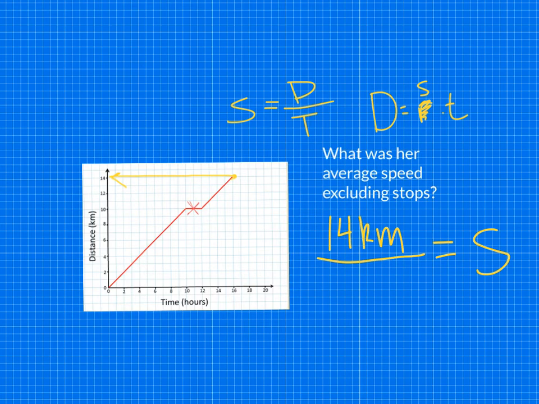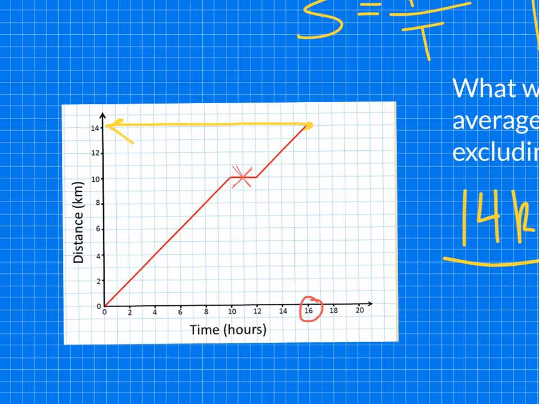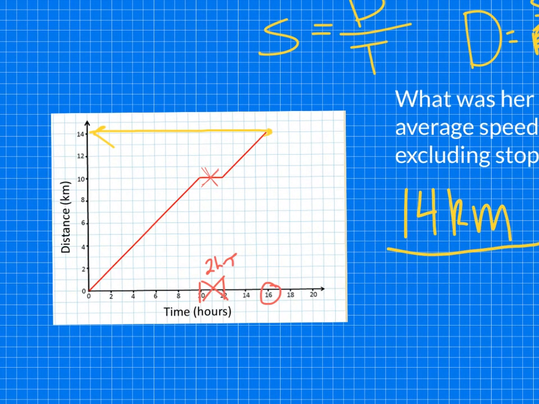Now, before when we did the time, we said that it was 16, right? And that's why I did 14 divided by 16. However, when we exclude the stops, we had to get rid of that 2 hours. So instead of including that 2 hours of nothingness, we need to subtract that from the 16. So instead of it being 14 divided by 16, we have to subtract that stationary period from whatever our total time was, which happened to be 16, and that would be 14. So our new time is 14 hours.